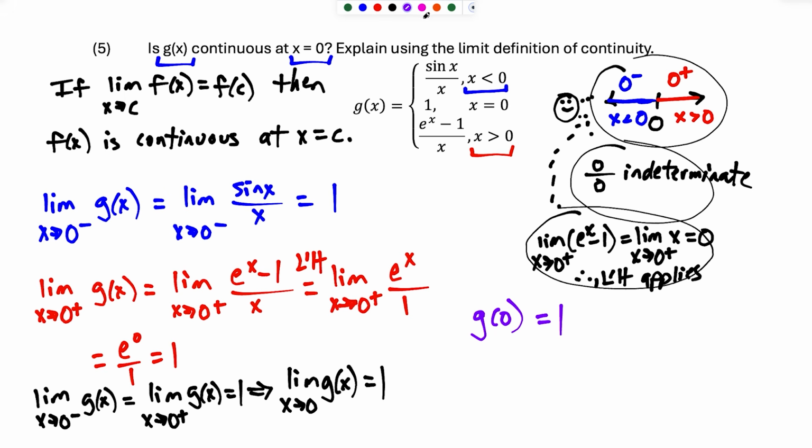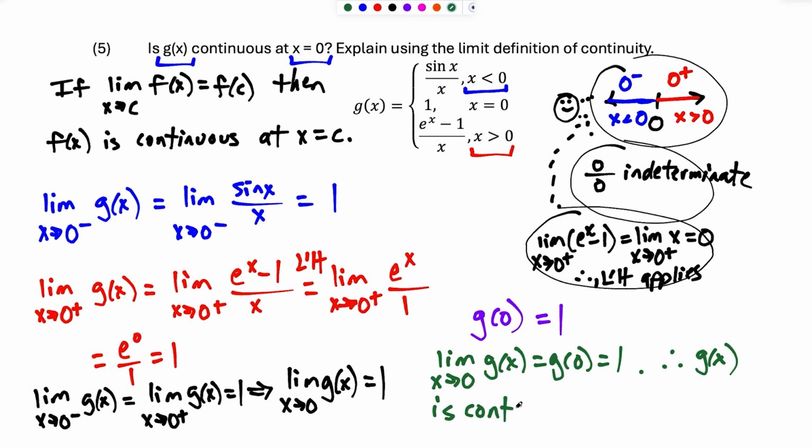Now all we have to do is just summarize all this. We're just going to tie it all together. We're going to say that the limit as x approaches 0 of g of x is equal to g of 0. They both equal 1. So this means, so we could say from here that, well, now we could say therefore, let's just make this a little neater. Therefore, g of x is continuous at x equals 0.